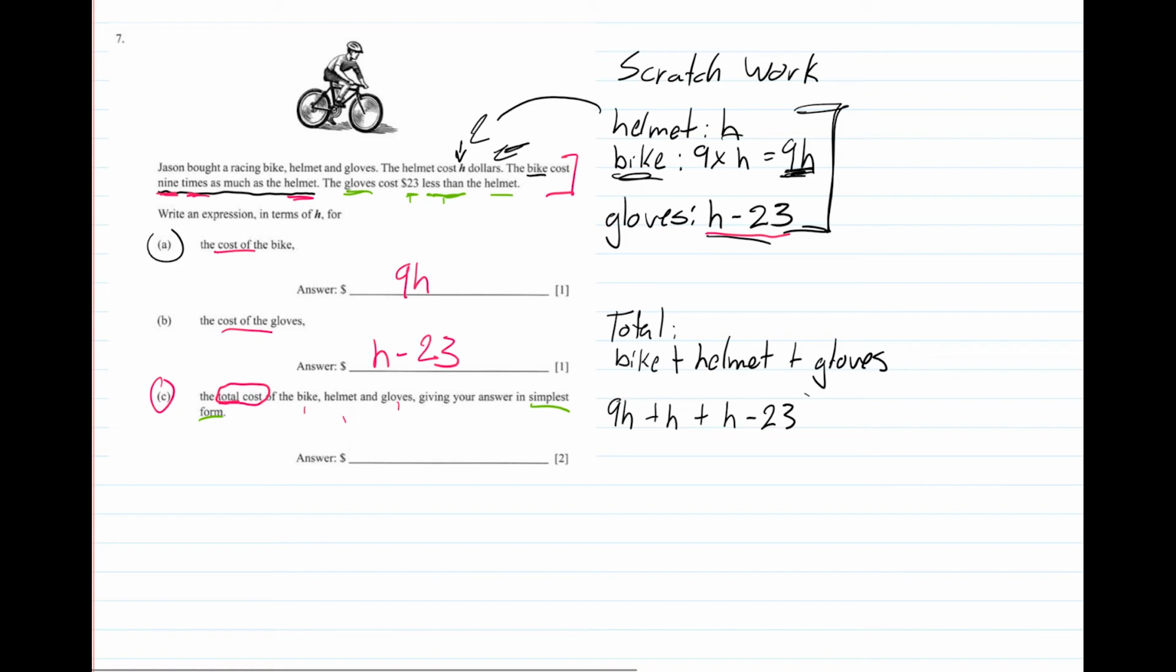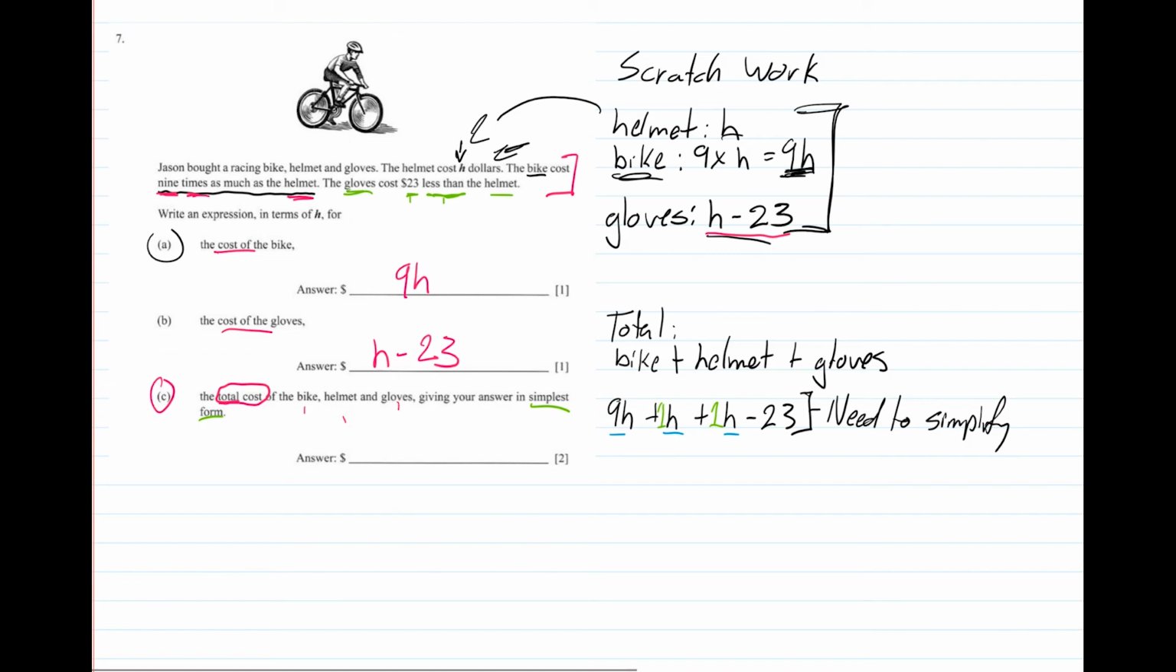Basically, this is the total, but we need to simplify this. So how can we simplify this? We know that there are 3 terms here that have H in them. I have 9H, plus H here, and H here. Anytime I just have an H, that means this is just 1H. So I can think of this as 9H plus 1H plus 1H.